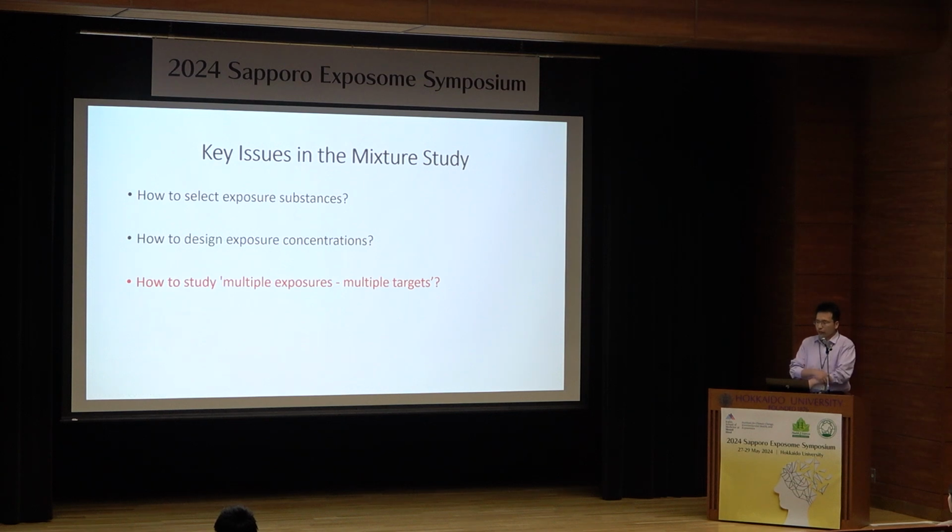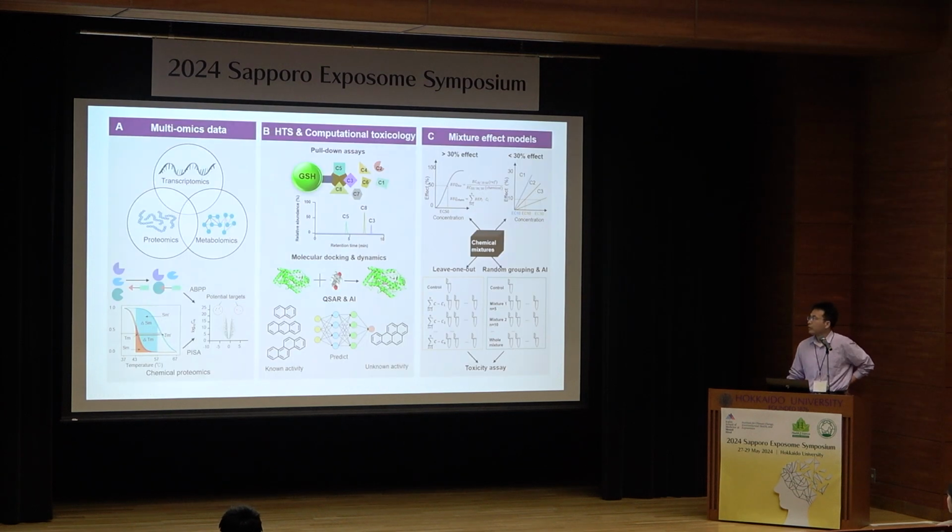So finally, if you want to study multiple exposures and multiple targets, actually it's very difficult. Now you are not studying one chemical, you study multiple chemicals. Because I was trained as an omics person, I think we can still use different types of systems biology methods to figure out how the chemical mixtures can affect some targets.